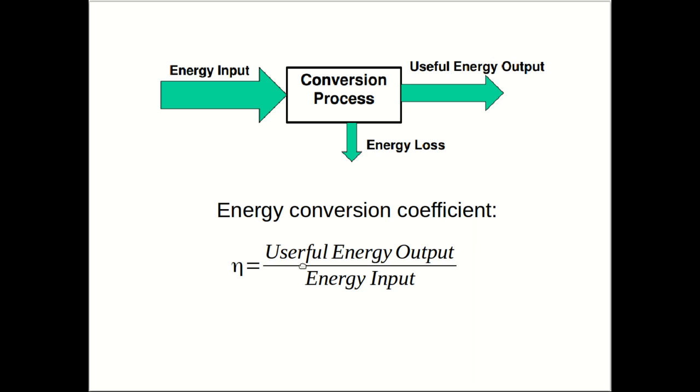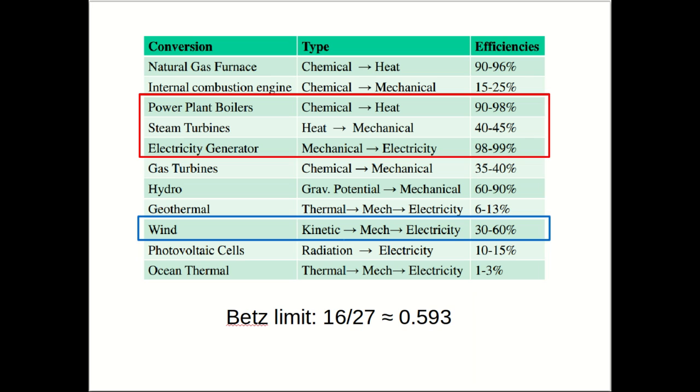If the device is a natural gas furnace, the useful energy output is heat, and the energy input is the chemical energy in the natural gas. A light bulb can also produce heat, but the purpose of a light bulb is to produce light. So the heat produced by the light bulb is not useful energy.